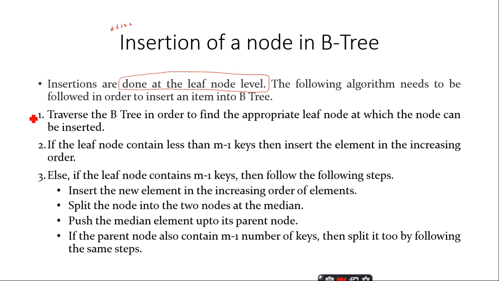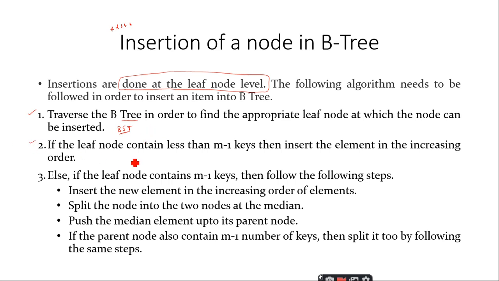Right. So the first step for the insertion operation is to traverse the B tree in order to find the appropriate leaf node at which the key can be inserted. For this you have to use the property of BST. We'll see with an example, right? If you take a particular key value, you first check it with the value of the root node. If it is less than, you place it as the left child. If it is greater than, you place it as the right child. So for the search operation you will be using the BST property only, nothing different, right?